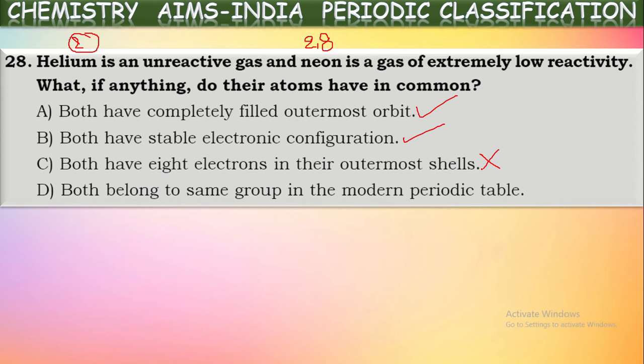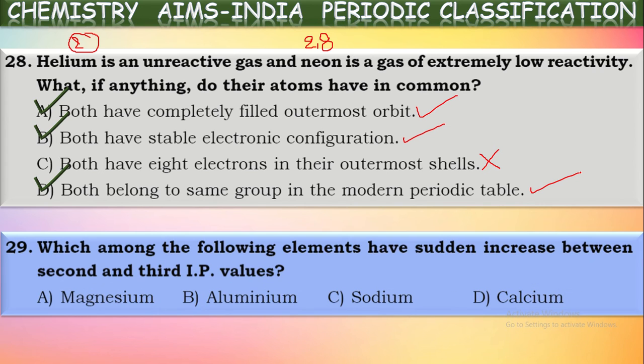Fourth statement, both belong to the same group in the modern periodic table. Yes, this is also true because these two elements belong to the same group, that is zero group, which we also call the 8th A group, that contains elements like helium, neon, argon, krypton, xenon, radon. So these two are in the same group. These are the properties in common to these two elements by which they become least reactive. Okay, these three are correct.